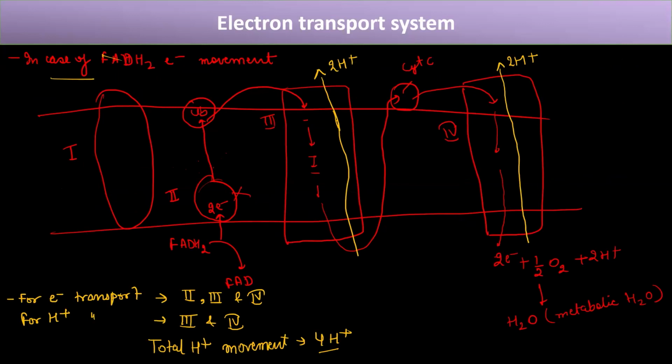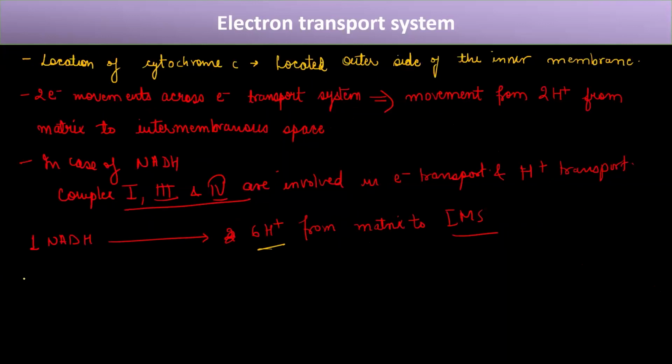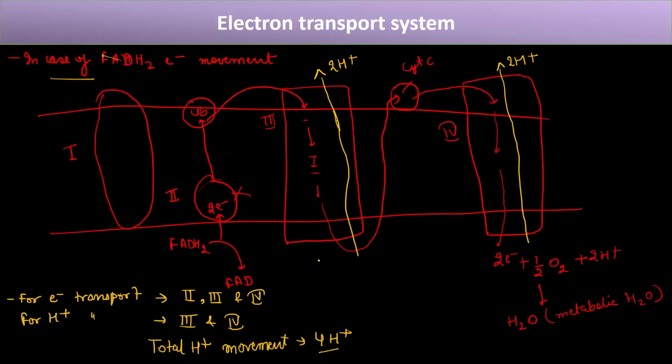But before that, just one important thing to note. The terminal electron acceptor in the electron transport system in the mitochondria is nothing but oxygen. Okay. Now let's see how ATP synthesis is taking place.